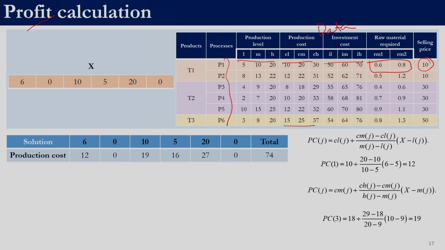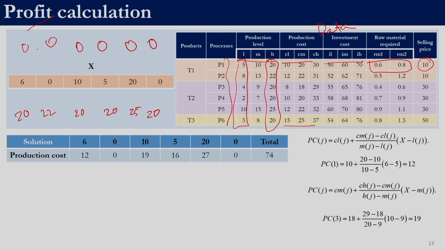So, let us say with this data we gave the lower bound to TLBO as 0, 0, 0, 0, 0, 0, right, and the upper bound is 20, 22, 20, 20, 25, 20. Remember the lower bound is not this one, the lower bound is 0, right. If we give the lower bound and upper bound to TLBO, let us assume TLBO returns such a solution: 6, 0, 10, 5, 20, 0.